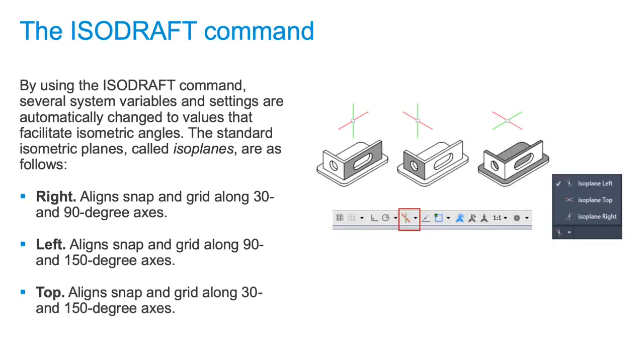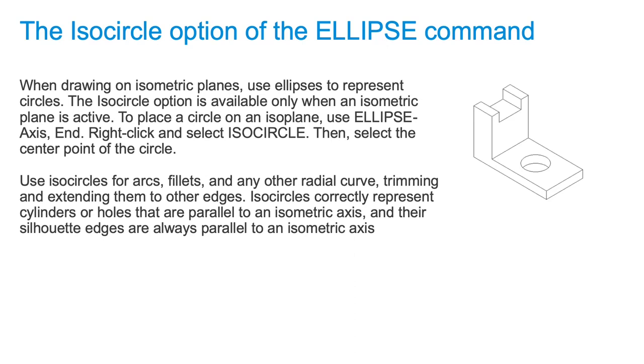Using isoplanes and the isometric tools is one of the easiest ways to create a 3D representation without actually having to move into 3D. IsoDraft allows the user to place elements on isometric planes. You can use Ctrl-E or F5 to cycle through the isoplanes. There are 3 isoplanes: left, top, and right. We use the ellipse tool with the isocircle option to place circles on isoplanes.